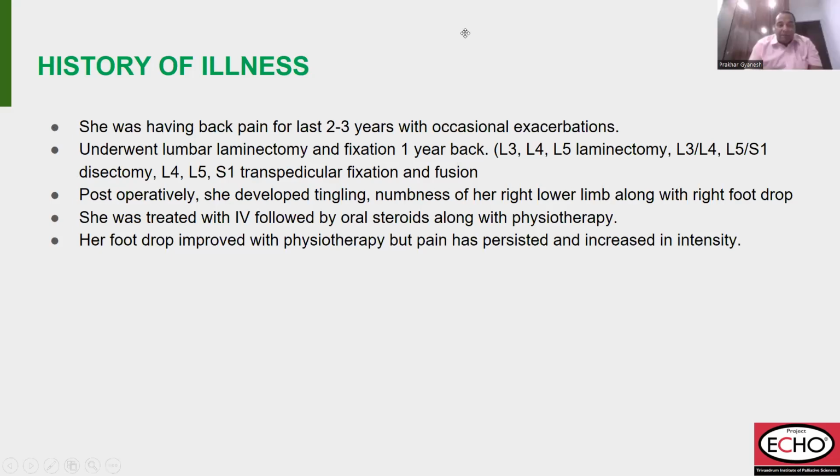Past history: she was having back pain for the past 2 to 3 years with occasional exacerbations. She underwent spine surgery, lumbar laminectomy and fixation, 1 year back. Immediately after surgery, she developed tingling and numbness of her right lower limb along with right foot drop. So she had some neurological weakness after the surgery. This was treated with IV followed by oral steroids along with physiotherapy for the next 3 to 4 months. With this treatment, her foot drop improved, but the pain has persisted and increased in intensity over the last 1 year.